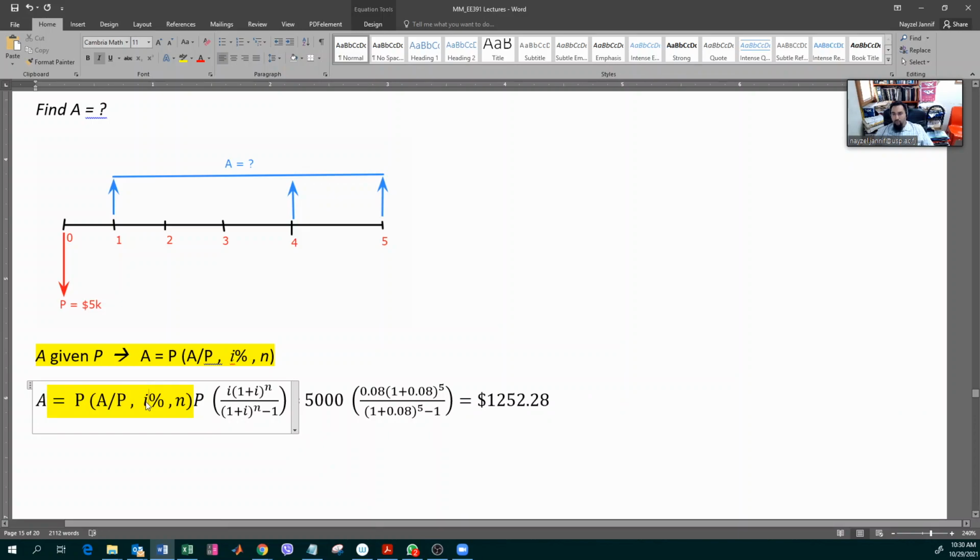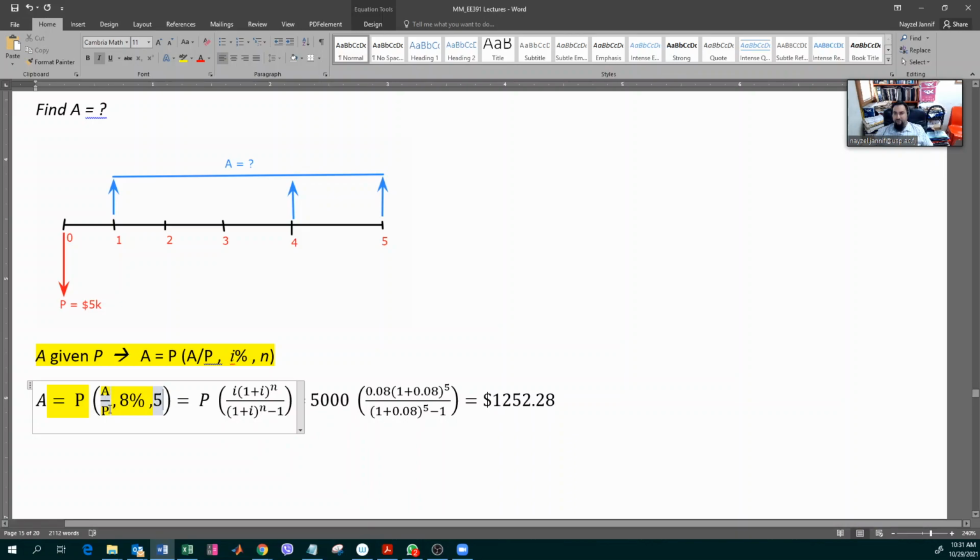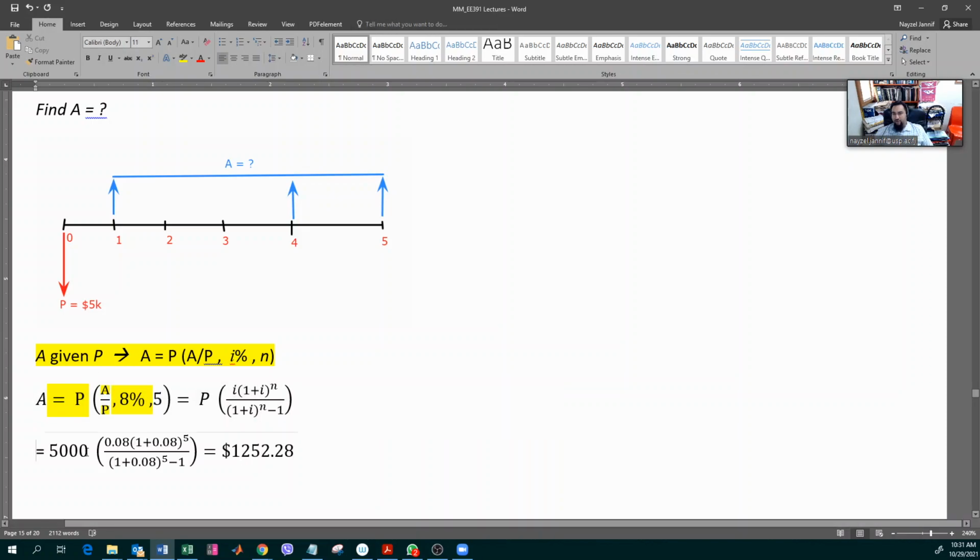Right? We have to fill in these areas here. So what is the interest rate, guys? What is the interest rate over here? It's 8%. So we write down 8% here. And what is N over here? It's 5. Okay. So this is A given P, 8%, 5 years. Right? And that is the formula. Right? So what we get is the original amount was 5,000, 8%. Right? And the answer, unfortunately, I've done the answer for you.